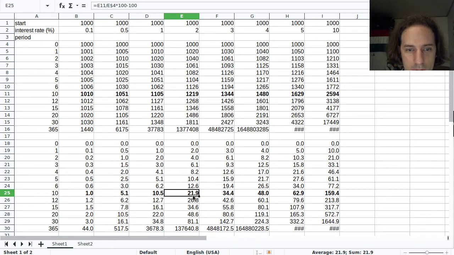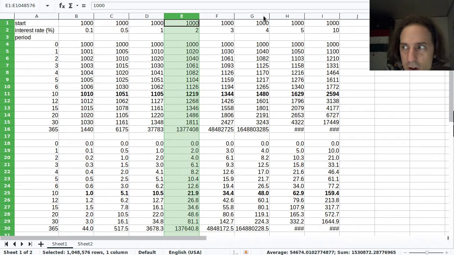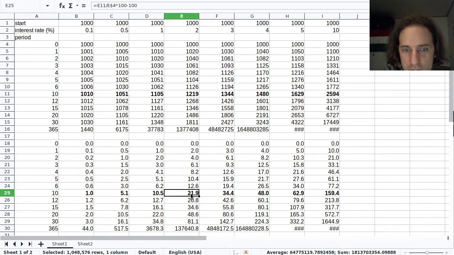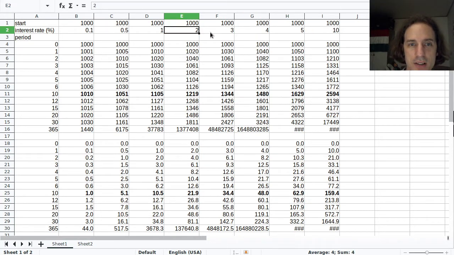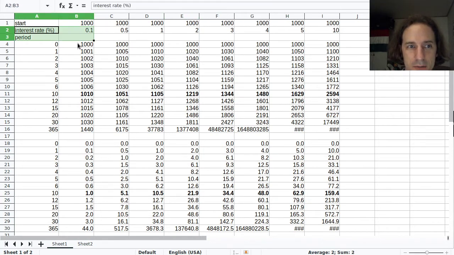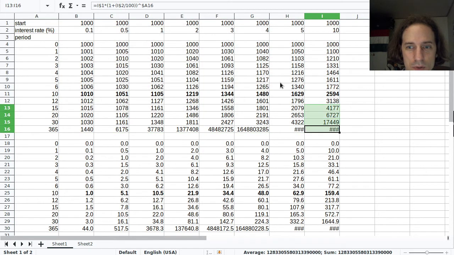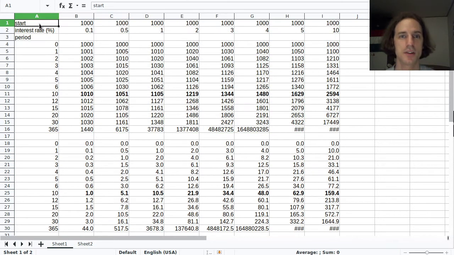And if you go up from 21.9, so if you go from 2% to 4%, then you don't just go from 21.9 to 24, you go to 48. So that's even more. So interest rates are very important, but this is not the case that most of us, especially when you are young, are faced with.